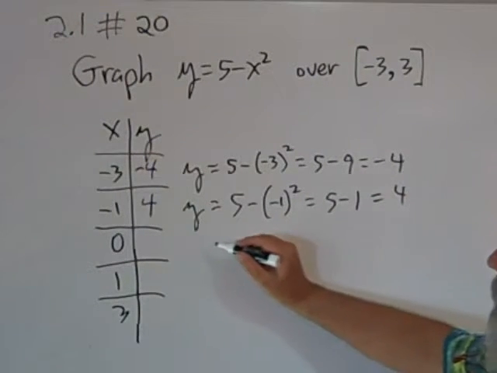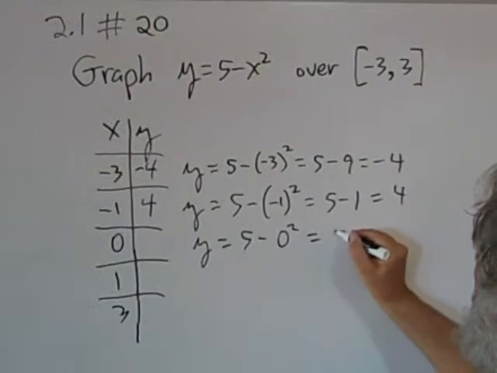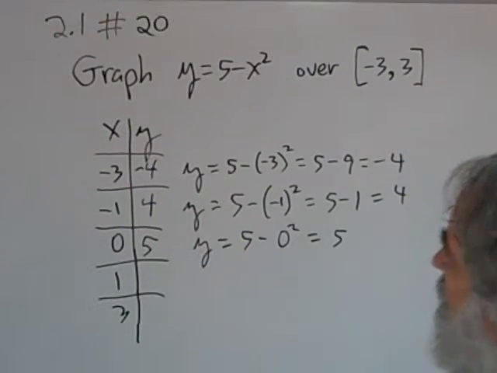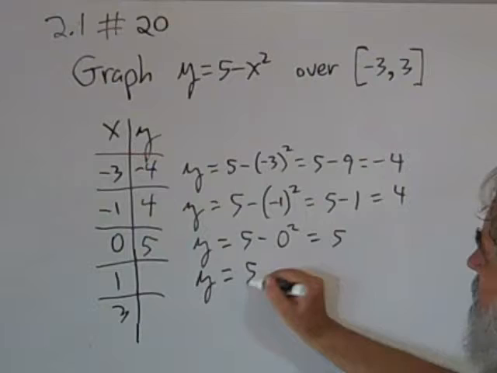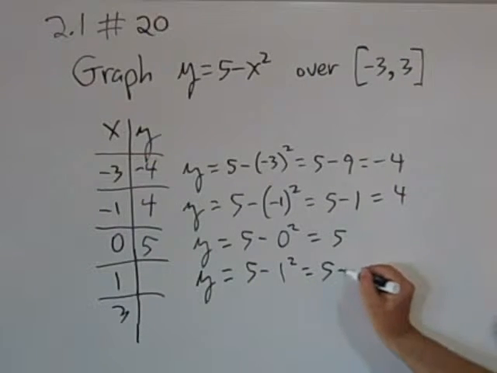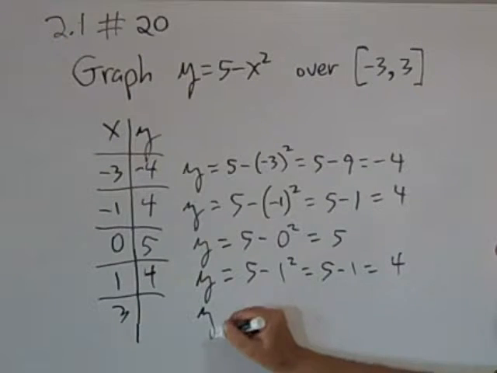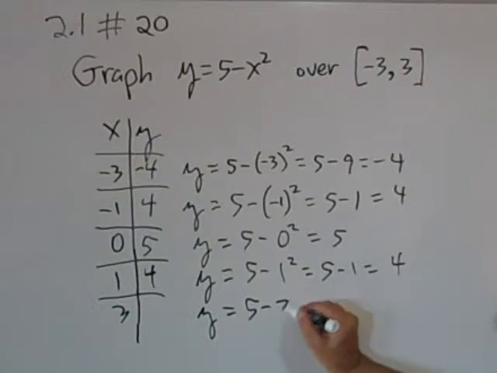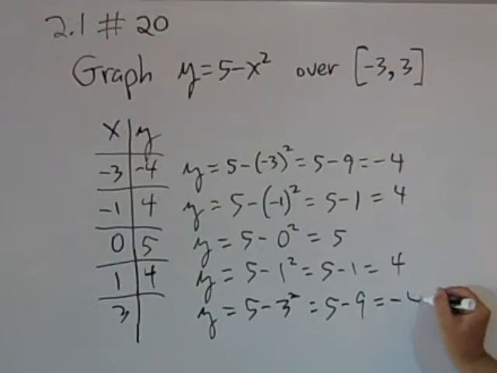Then at 0, we have y equals 5 minus 0 squared, so that's just 5. And when x equals 1, y will equal 5 minus 1 squared, which is just 5 minus 1, which is 4. And finally, when x equals 3, y is 5 minus 3 squared, which is 5 minus 9, which is -4.